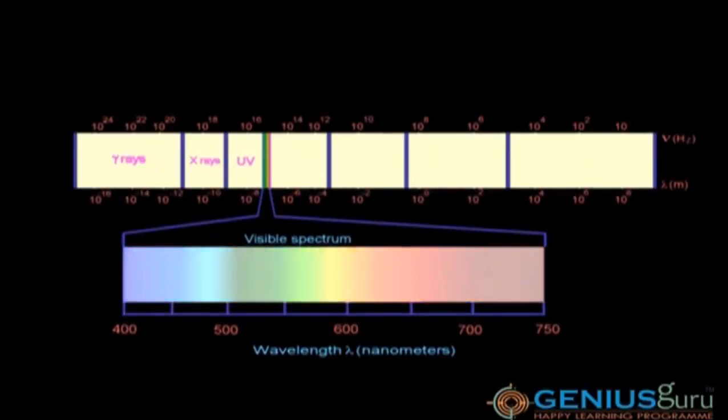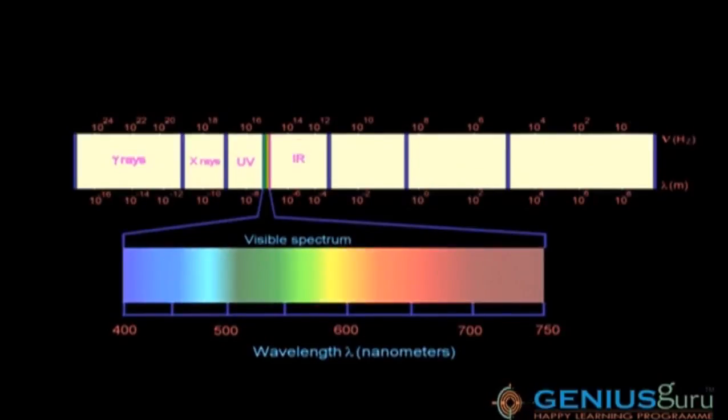Next one, this part indicates the visible light. Next one is IR, microwaves, then radio waves. Here these radio waves, then long radio waves. Like this, these are the different types of electromagnetic radiations.